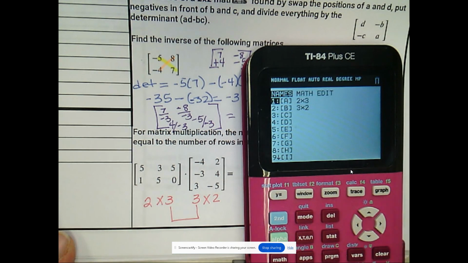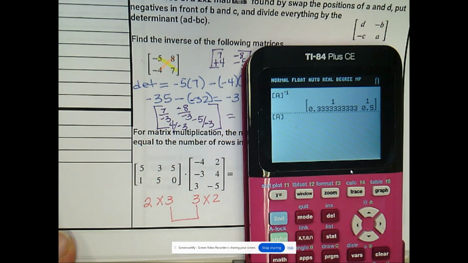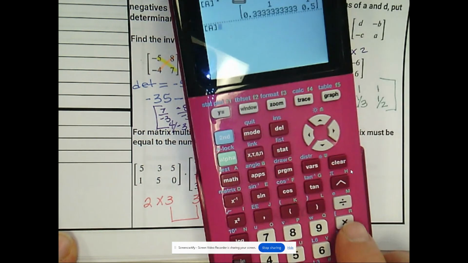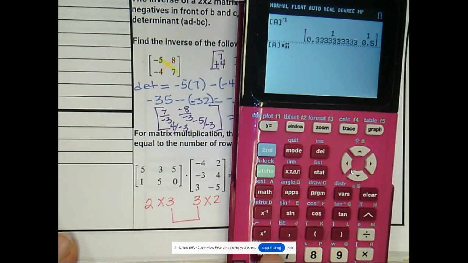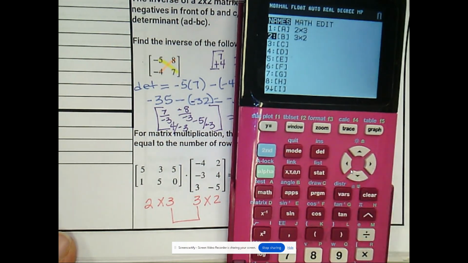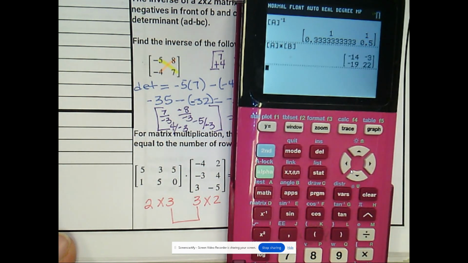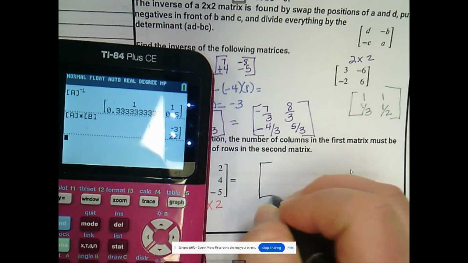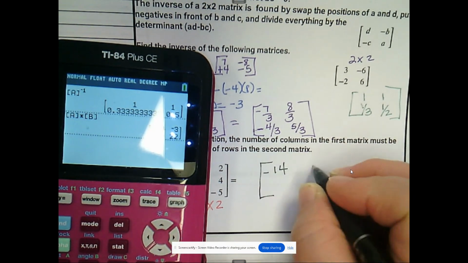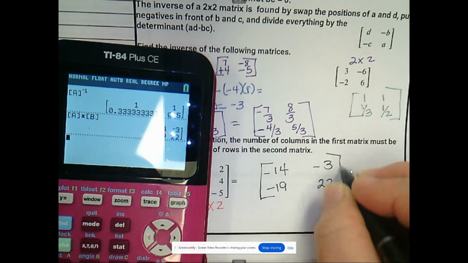Second matrix. This time I want A. So I'm looking at this. I hit enter to get A. Multiplied by. Here's your multiplied by. Same thing again. Second matrix. I go down to B. Now I've got matrix A times matrix B. I hit enter, and it gives me the multiplication. And we're done.